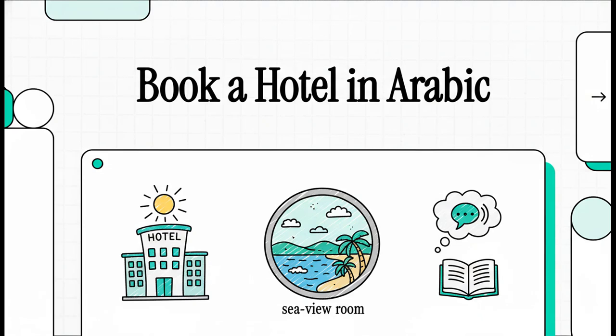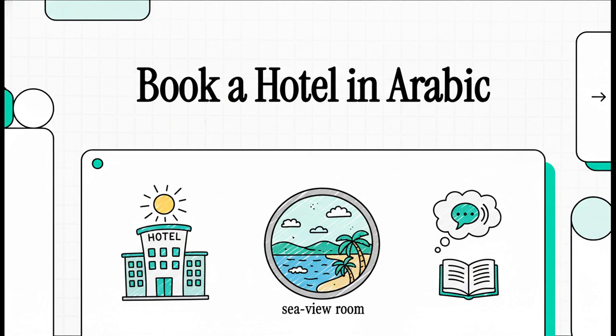All right, let's talk about something I know a lot of you have thought about. You're planning a trip, you see that gorgeous hotel right on the beach, but how do you actually ask for that room with a sea view in Arabic? Well, don't worry. In the next 5 minutes, you're going to learn the exact phrases you need to book that perfect room, no problem.